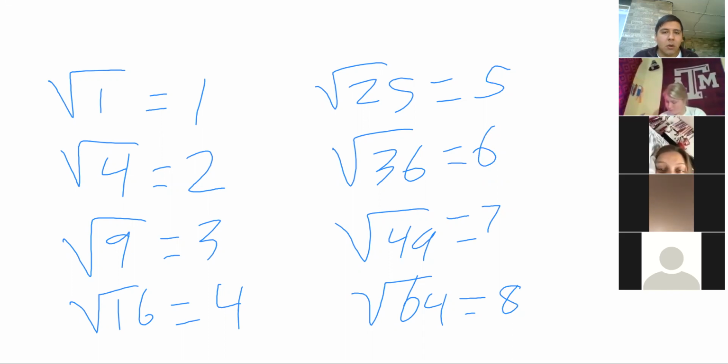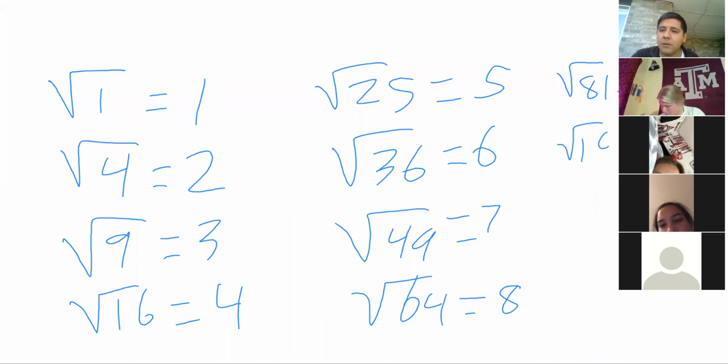Okay, so we need to make sure that we have in mind our perfect squares. Let me write the rest of them, at least to like 12. So 81, which is 9. Square root of 100, which is 10. And 121, which is 11. And 144. Okay.